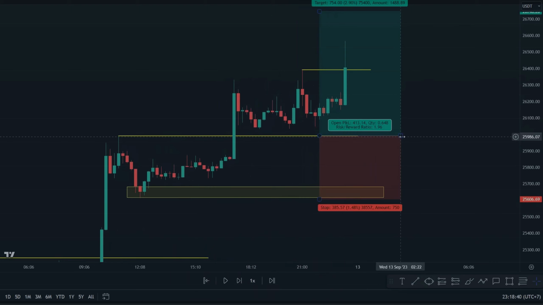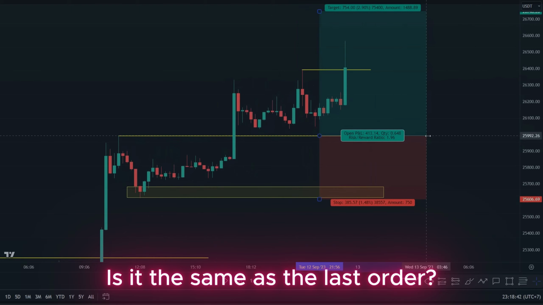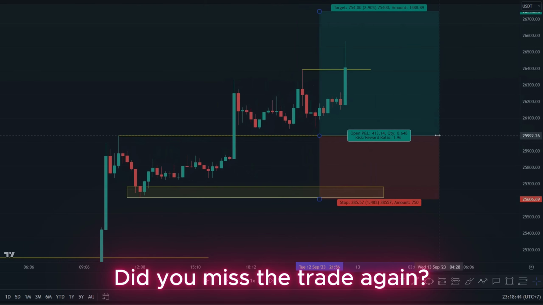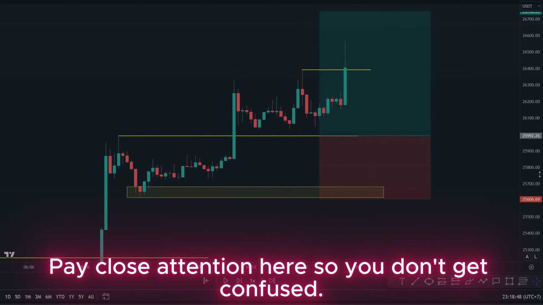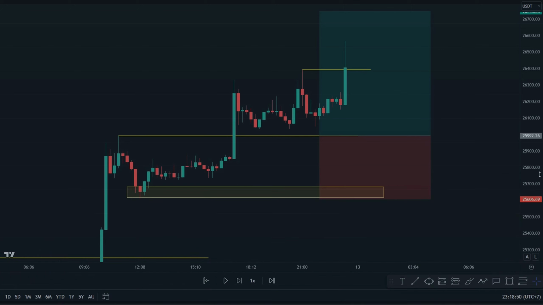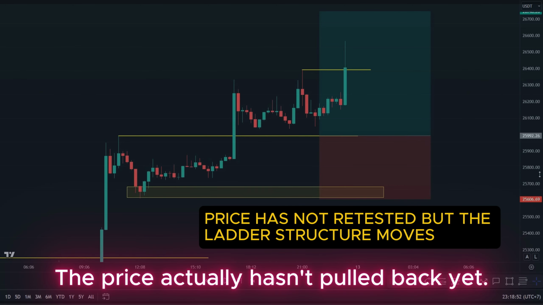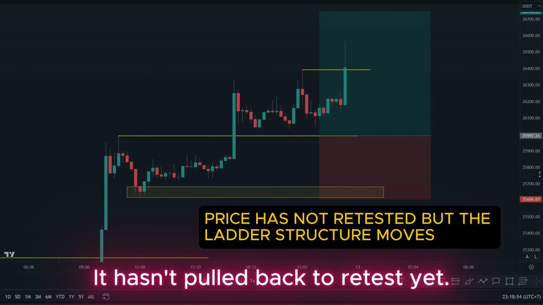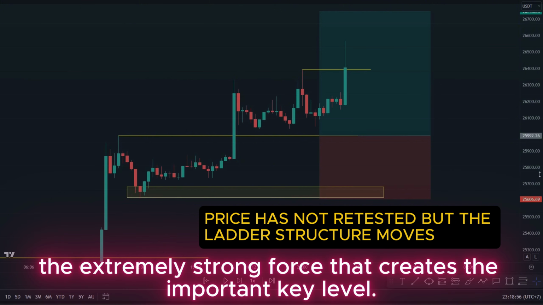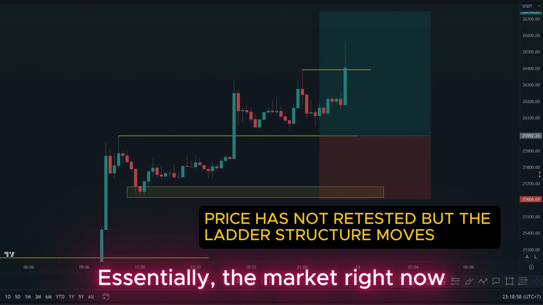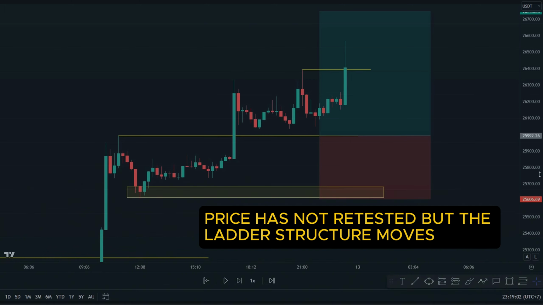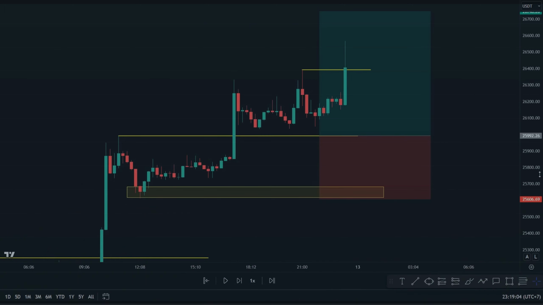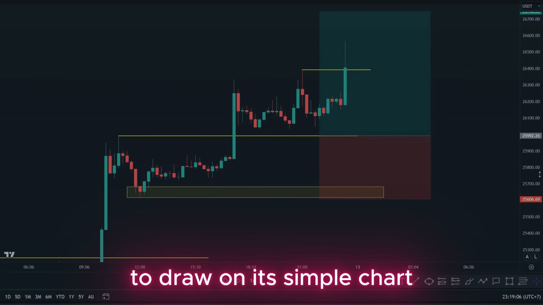So, is this order the same as the last order? Did I miss the trade again? Oh no. Pay close attention here so you don't get confused. The price actually hasn't pulled back yet. It hasn't pulled back to retest the extremely strong force that creates the important key level. Essentially, the market right now is still just going up in a staircase pattern. It hasn't pulled back yet.